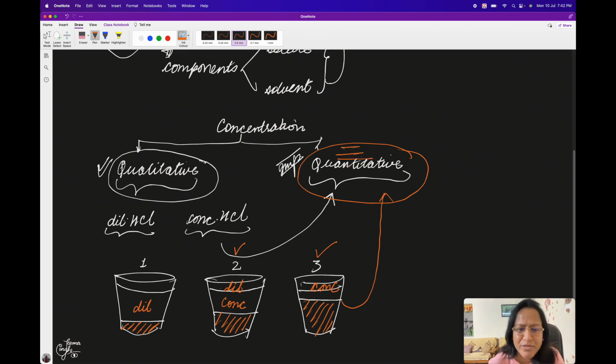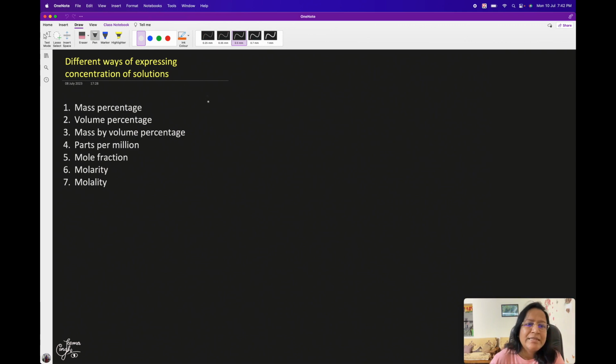So let's move further. My dear students, these 7 ways are given in your NCERT textbooks that express the concentration of a solution quantitatively, right? In today's class, we are going to do mass percentage, volume percentage, and mass by volume percentage. But before this, let me tell you the most important ways of expressing concentration.